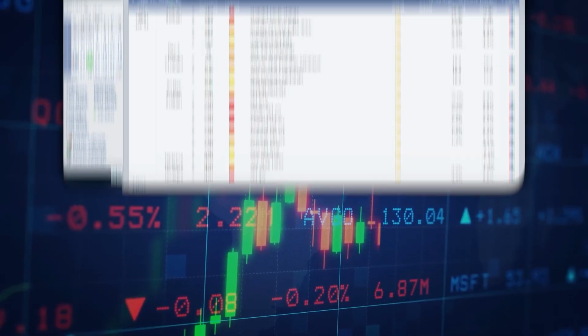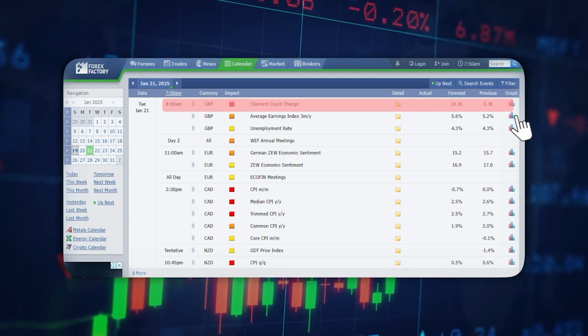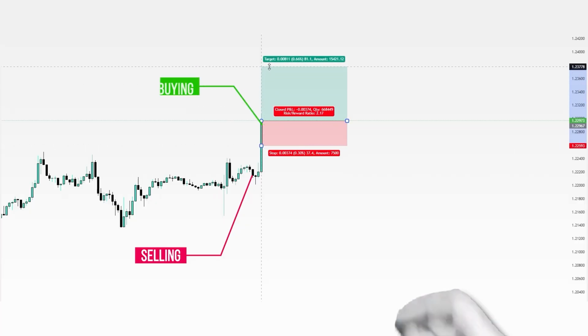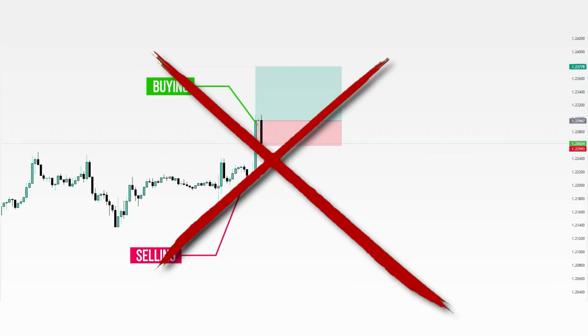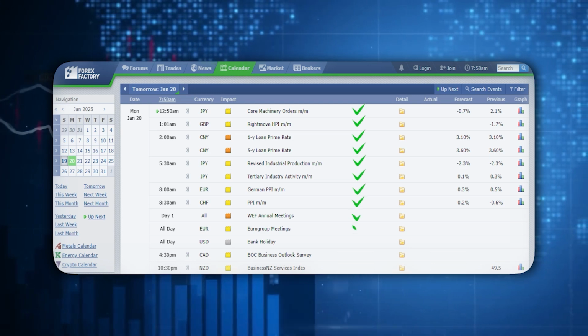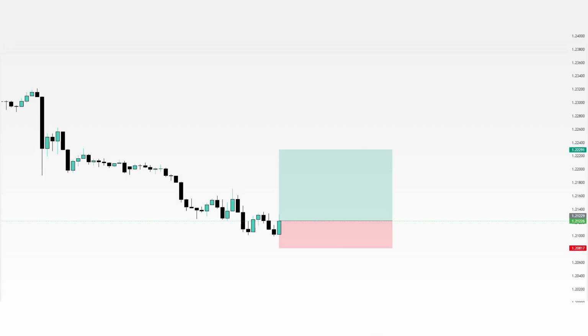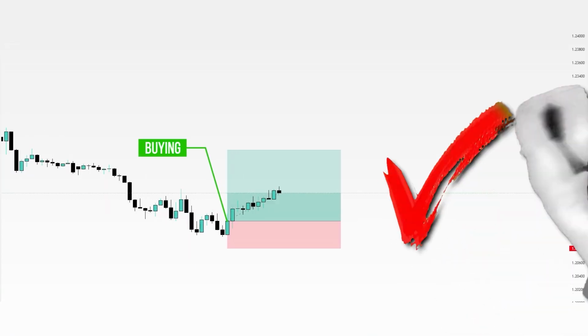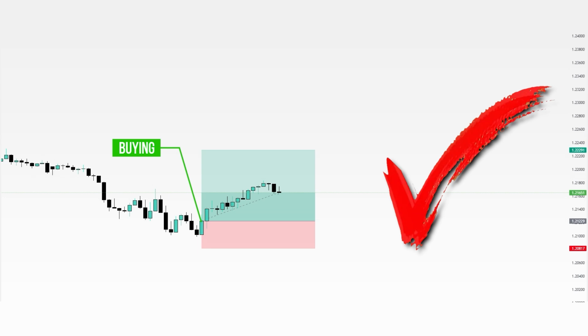If you see that important news marked in red is planned for the next hours, it is better to avoid trading or reduce the volume of trades. However, if only low important events are scheduled for the day, the market is likely to behave more steadily, and you can move on to the next point in the checklist.